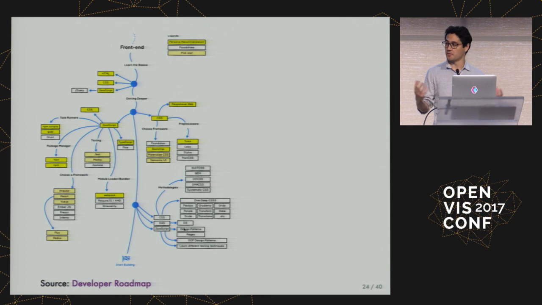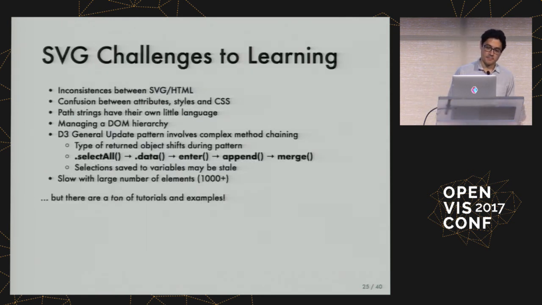I mean, it's an incredibly complex ecosystem right now. SVG itself, I think, has some challenges to learning. This looks like a boring slide. Trust me, this slide is very inflammatory in the D3 community. There's a lot of complexity involved in managing a DOM hierarchy and in the relationship between SVG and HTML and CSS and attributes and styles. Path strings have their own language, so you have to do string concatenation. If you've ever tried to learn D3, you've probably struggled with exactly what is happening between these methods: selectAll, data, enter, append, merge, and transition. And then it gets slow with a large number of elements, about 1,000 elements. But there's tons of tutorials out there. We've invested, as a community, maybe tens of thousands of hours of developing beginner's materials using SVG.